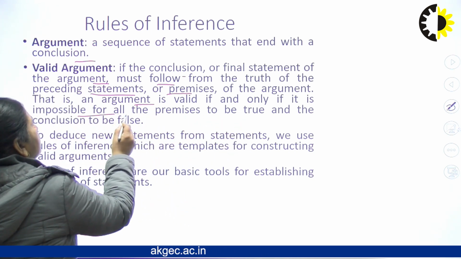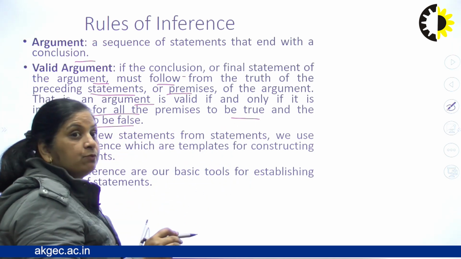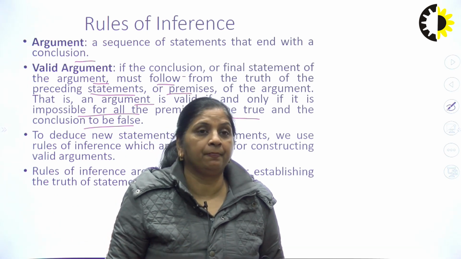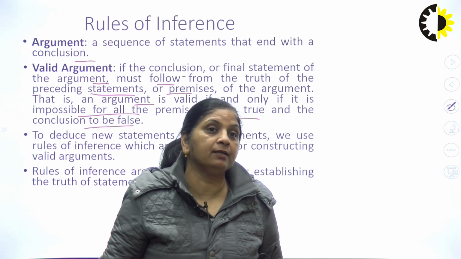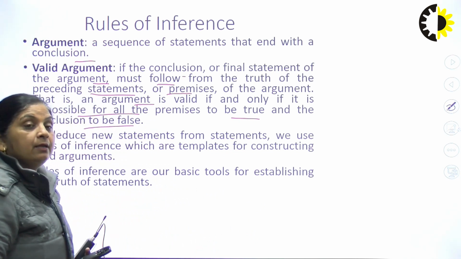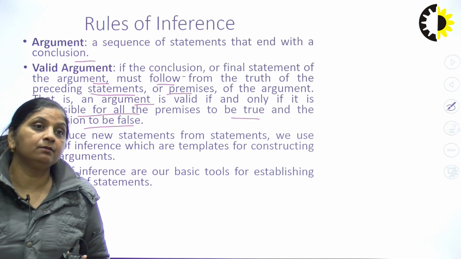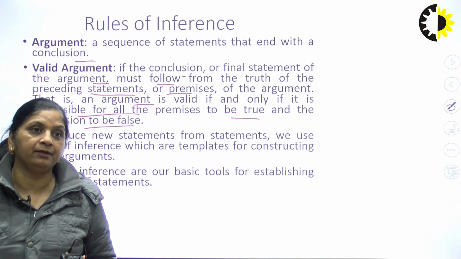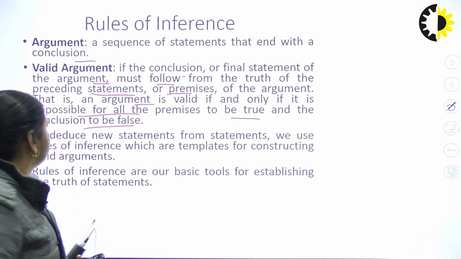An argument is valid if and only if it is impossible for all the premises to be true and the conclusion to be false. What does it mean? If all the premises are true, then the conclusion must be true. So if all the premises are true and the conclusion is also true, in that case we say it is a valid argument. If there is a false value of the conclusion when in some conditions all the premises were true, then it is a fallacy. It is not a valid argument. It is a fallacy, or we can call it an invalid argument.